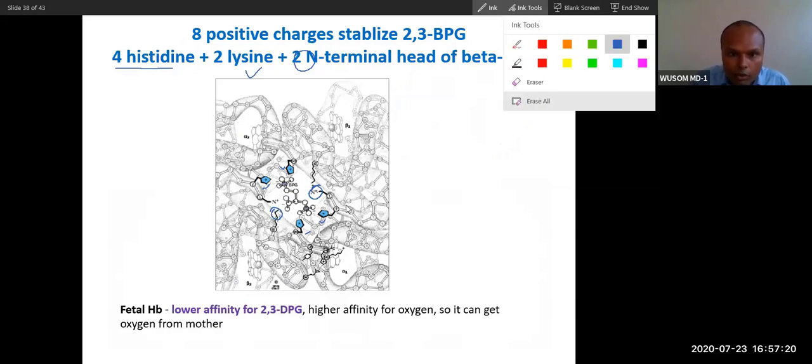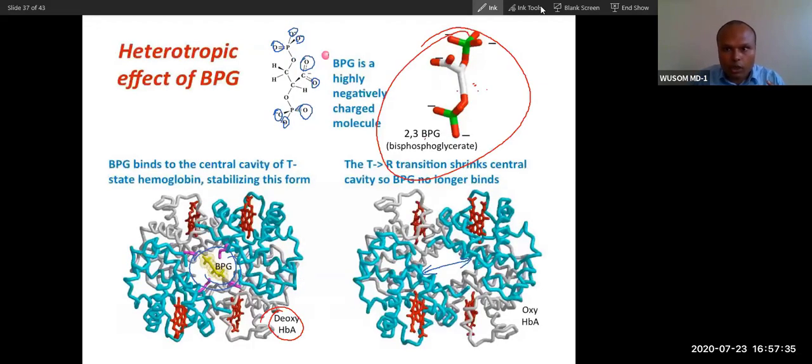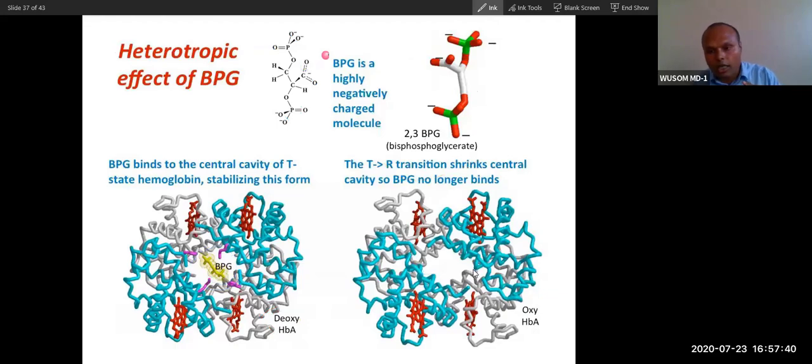If I erase, I will know. One here, and this other N-terminal. Two lysines here, four histidines here. So a total of 8 will actually form bonds with this. And this bond formation requires a close approximation, and that close approximation is possible only in deoxyhemoglobin, but not in oxyhemoglobin.